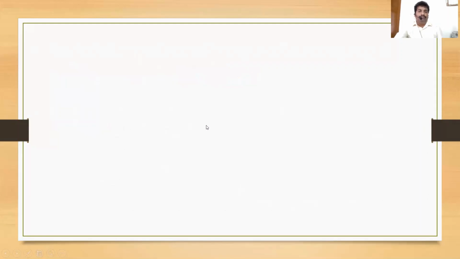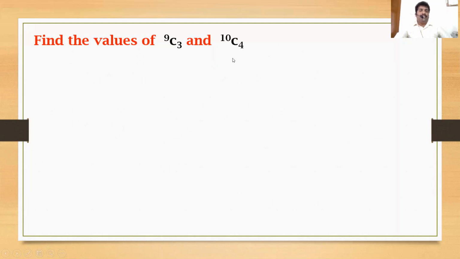So now find the values of 9C3 and 10C4. This is just the application of the NCR formula that we have learned: N factorial by (N minus R) factorial into R factorial. Using that formula, we simplify these values.